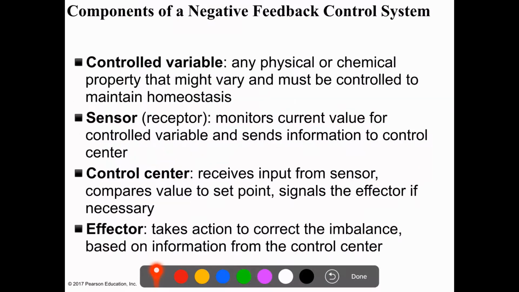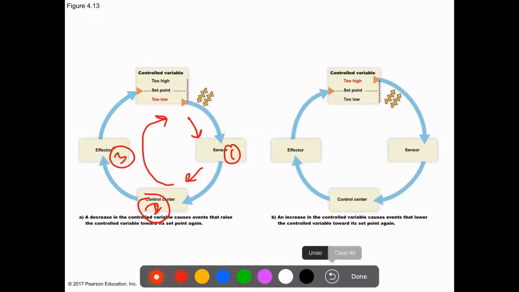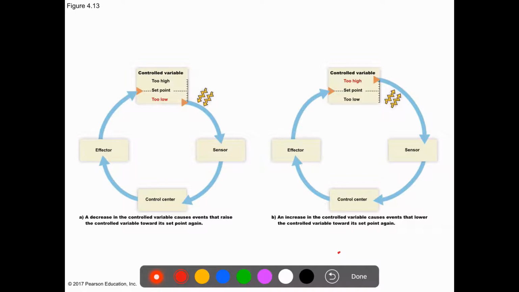Now, on this image, we have the four components, and as you can see, they are running in one direction. Always the sensor to the control center to the effector, and no, sorry, I made a mistake. Well, not technically a mistake. I was overlooking the controlled variables. I should have started from here.